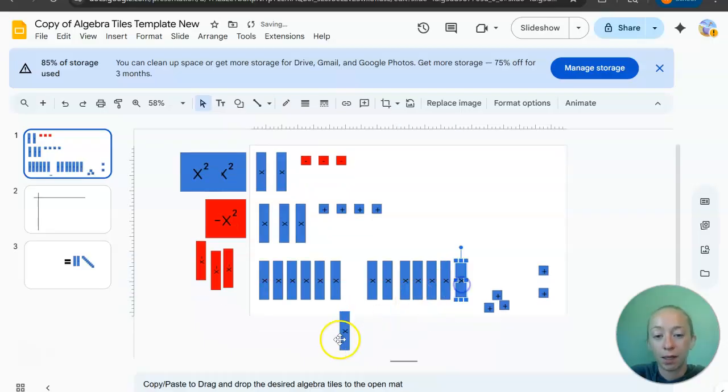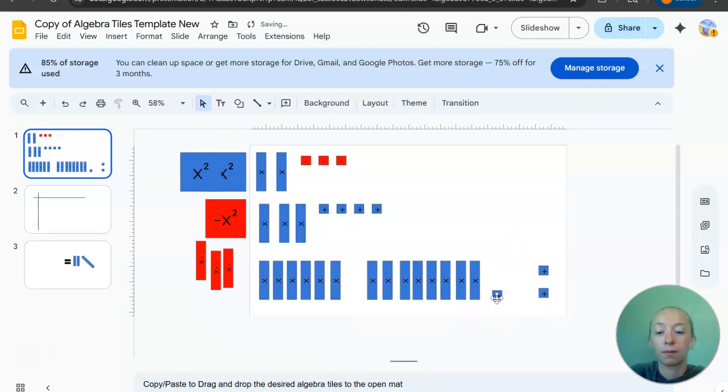Okay, so 8 more x's. So these are our x's. Get these out of the way. Okay, so now we just distributed into the second parentheses. Now we need to do the second number in the first parentheses, which is a negative 3. So negative 3 times the first number in the second parentheses is 3x. So negative 3 times 3 is negative 9, right?